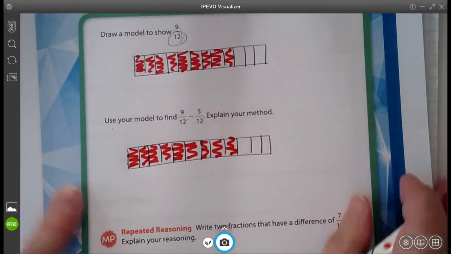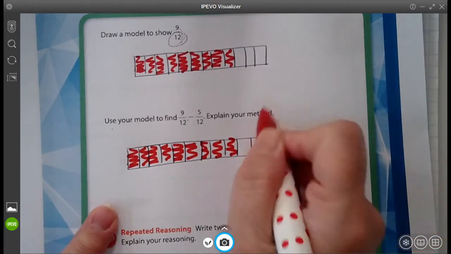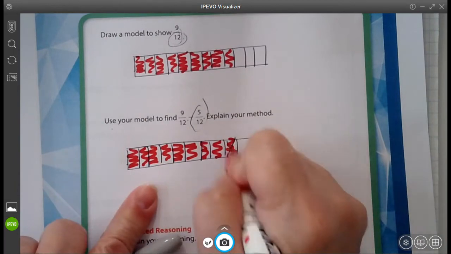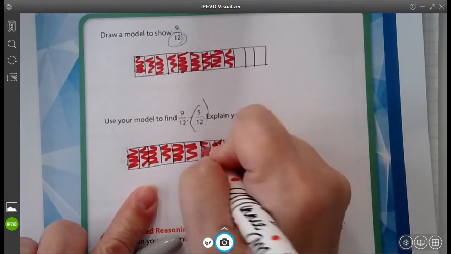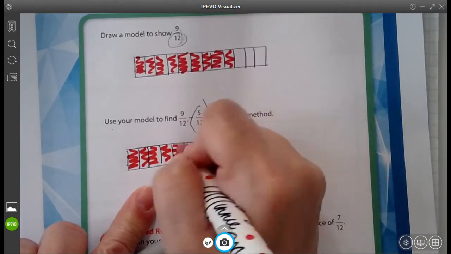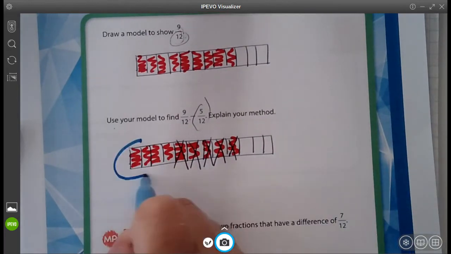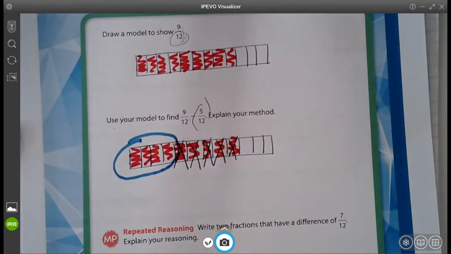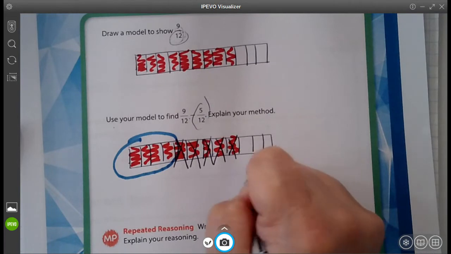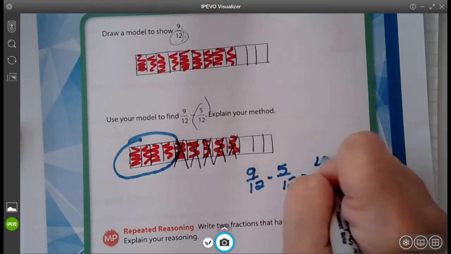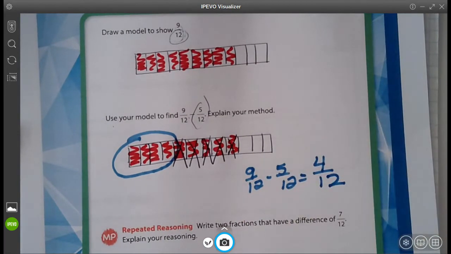Well, the reason I like using the area model is because you can just cross out, right? So I'm going to cross out 5 12ths. 1 12th, 2 12ths, 3 12ths, 4 12ths, and 5 12ths. And what are we left with? We're left with 4 12ths. So this would be 9 12ths minus 5 12ths equals 4 12ths. All right.